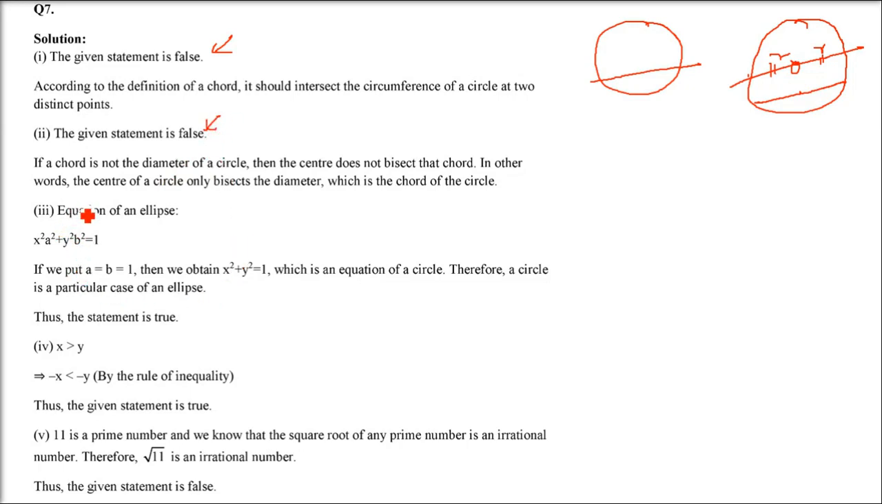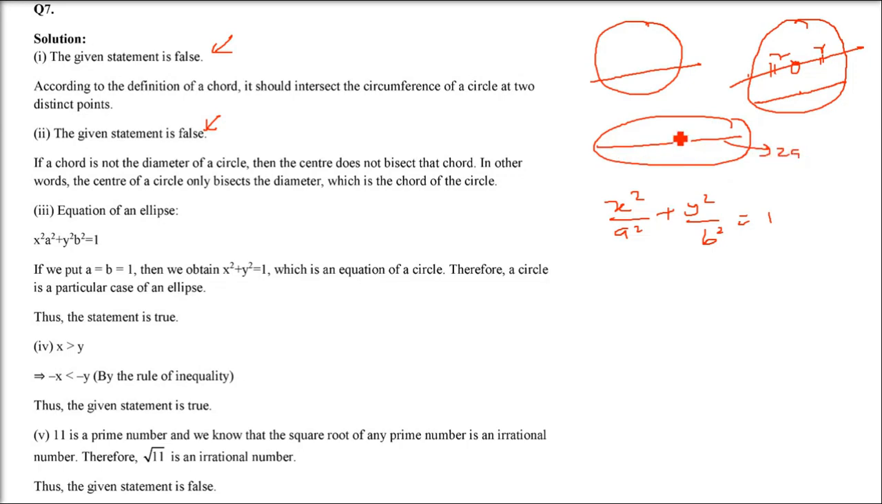The third is, a circle is a particular case of an ellipse. Now this is absolutely true. How? Let me write the equation of the ellipse. It's x square by a square plus y square by b square equals 1. We have the major axis and the minor axis, or you can say semi-major is a and semi-minor is b. So when a and b are equal, it will be a circle.